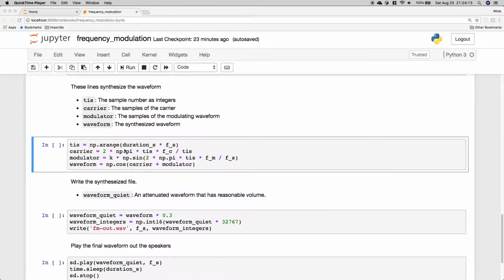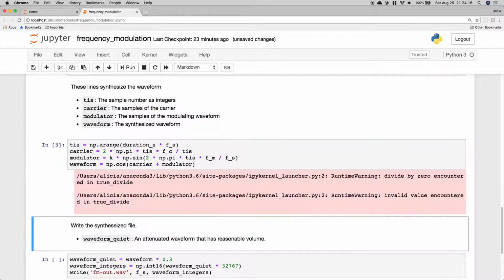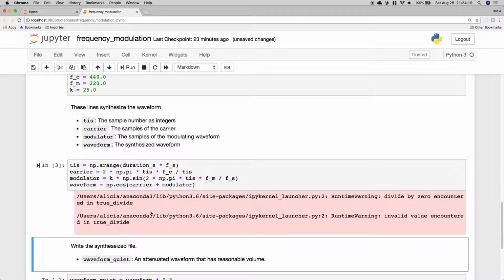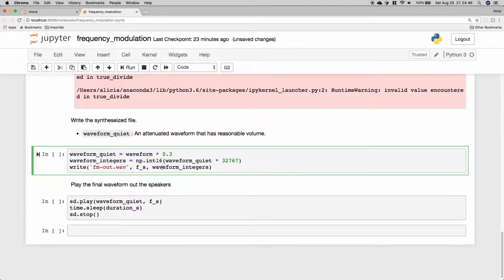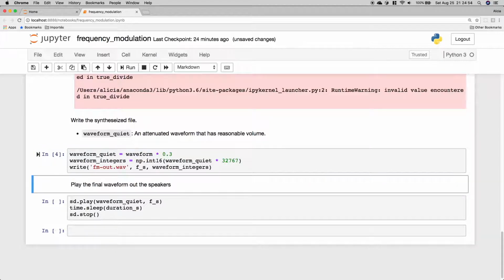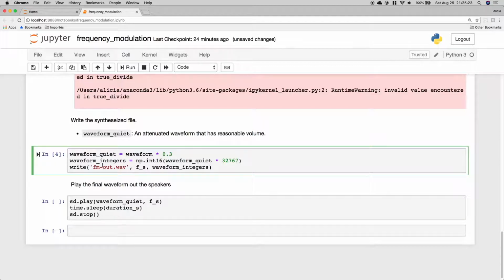So here's the next thing. After we calculate the waveform, which I will do by hitting Shift-Enter there, and ignore this little warning, that doesn't hurt us. We're going to make something called waveform quiet. That's going to be the whole waveform that we synthesize multiplied by 0.3, so it's a reasonable volume. So when you turn it on and play it, it doesn't blast out your speakers. Then we convert it over to the format for a wave file, and write out the resulting wave file. There it goes. Now finally, the moment you've all been waiting for, we will play the waveform out of the speakers.